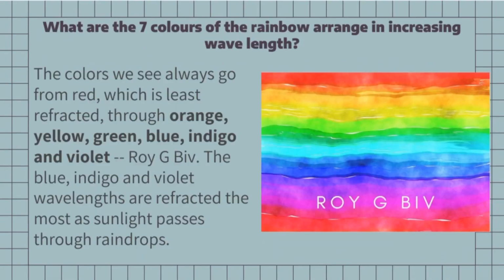What are the 7 colors of the rainbow arranged in increasing wavelength? The colors we see always go from red, which is least refracted, through orange, yellow, green, blue, indigo, and violet. For GBIV, the blue, indigo, and violet wavelengths are refracted the most as sunlight passes through raindrops.